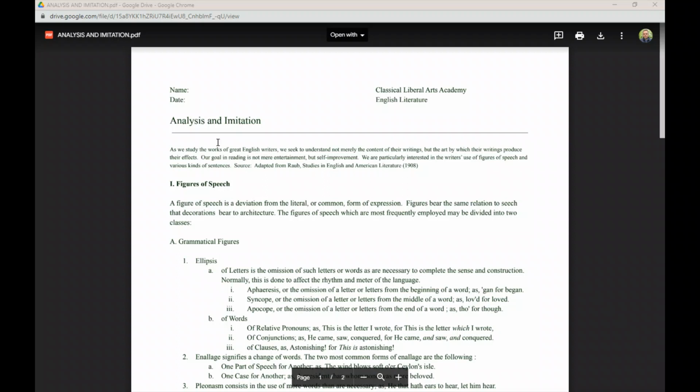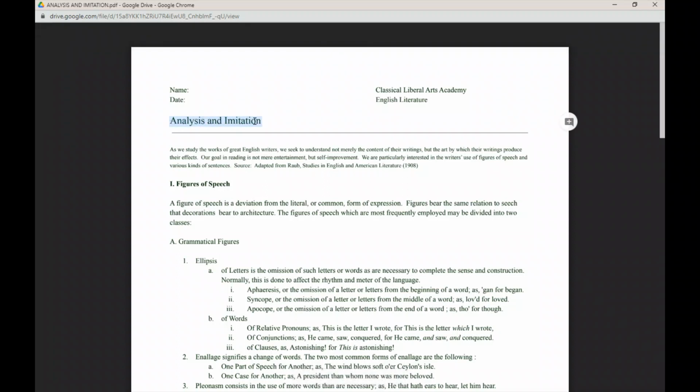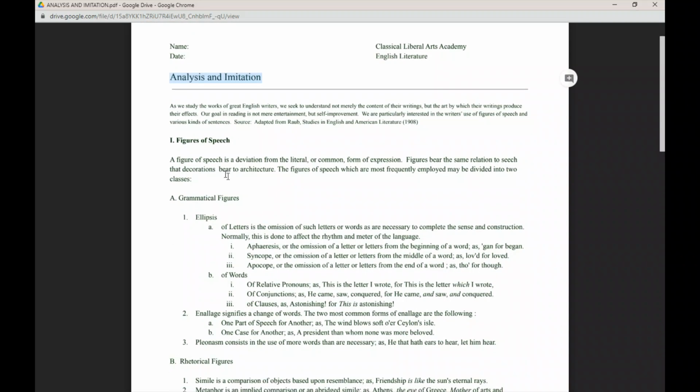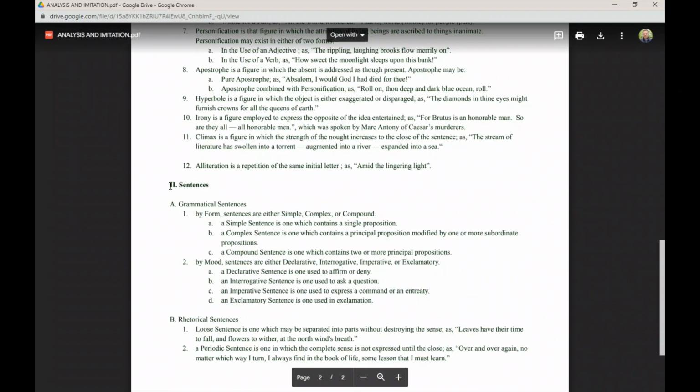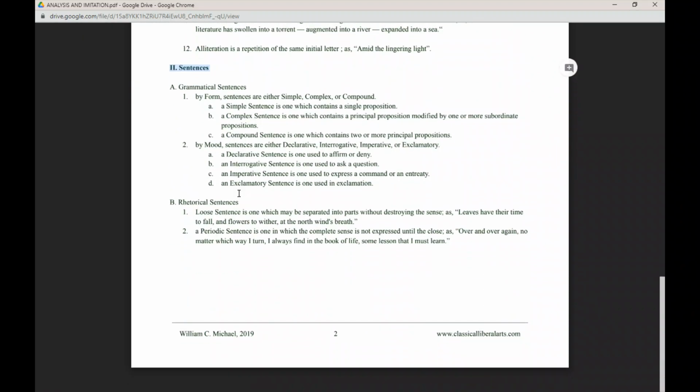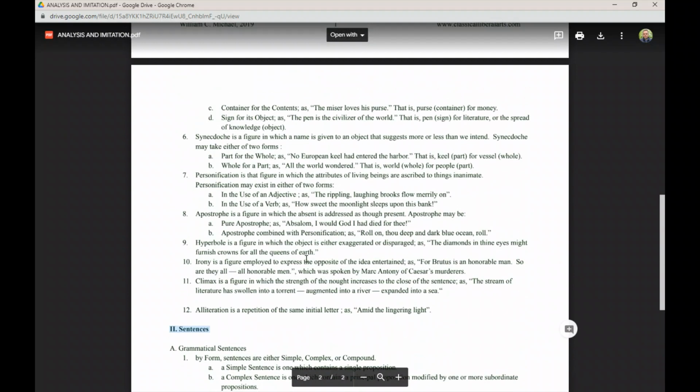So you can see the title here is Analysis and Imitation, and there are two sections of this document. The first is titled Figures of Speech on page 1, and then down on the second page we see sentences here as the second division, and that's the end of the document.